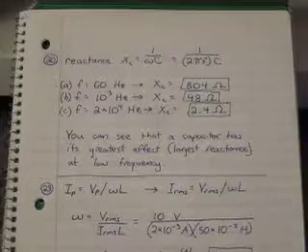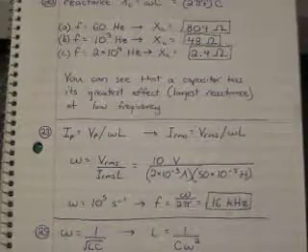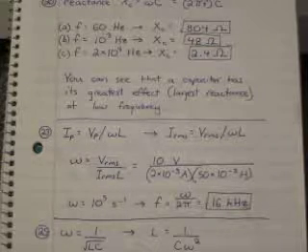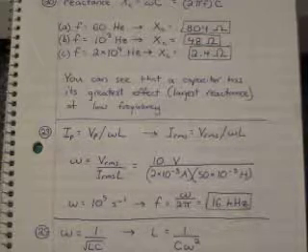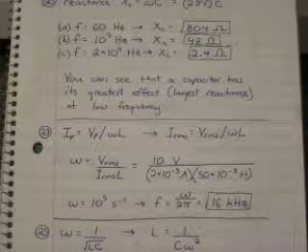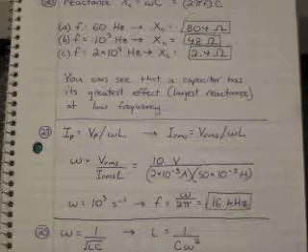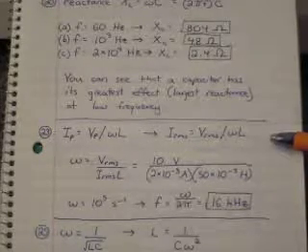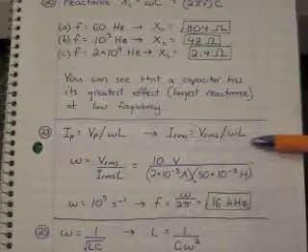Number 23. A 50 millihenry inductor is connected across a 10 V RMS AC generator, and a 2 milliampere RMS current flows. What is the generator frequency? We have these relationships.